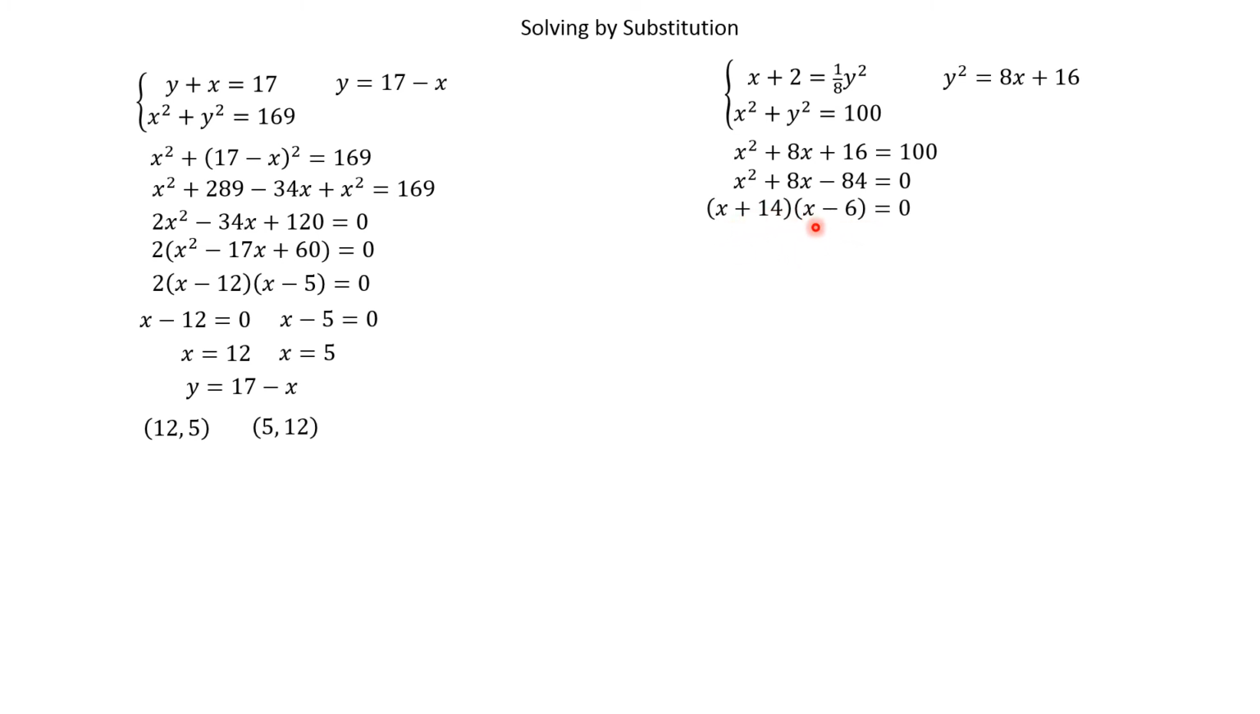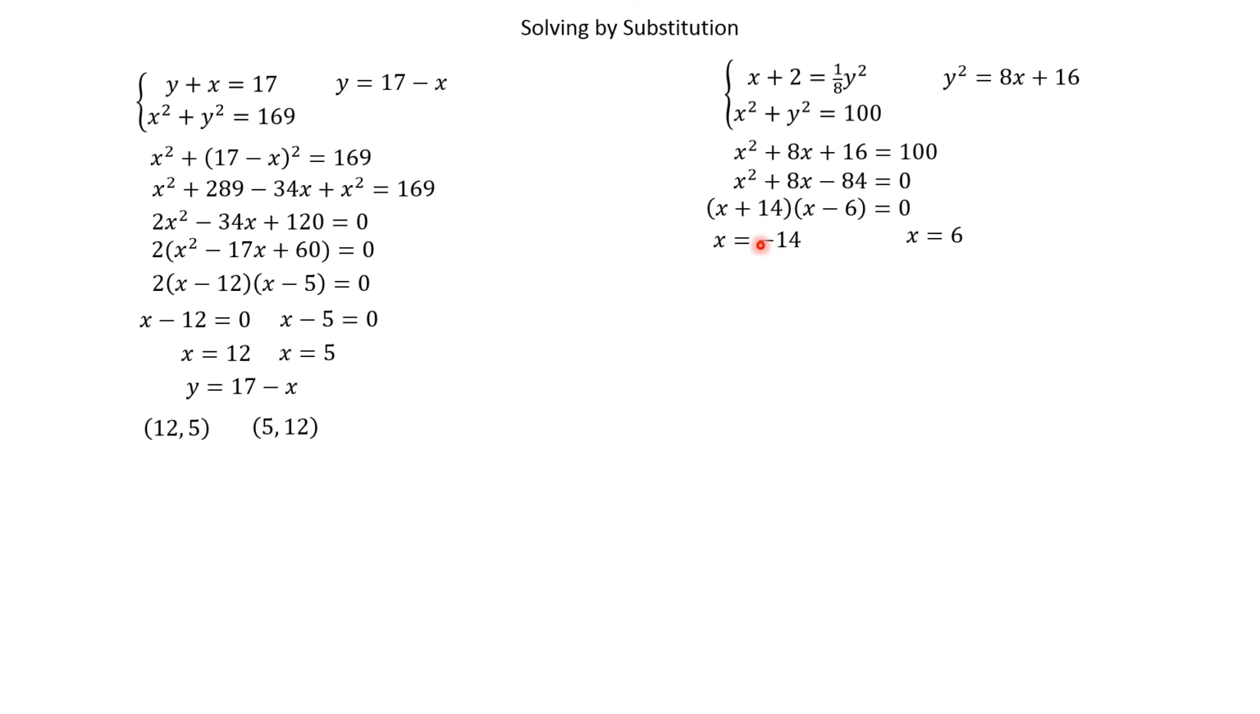So x plus 14, x minus 6. If we multiply, 14x minus 6x is 8x, and 14 times negative 6 is negative 84. I'll wait for you to check that on your calculator. I know you want to. Yeah, 14 times 6 is 84. So that means that x plus 14 equals 0, or x minus 6 equals 0, which means x could equal negative 14, or x could equal 6.